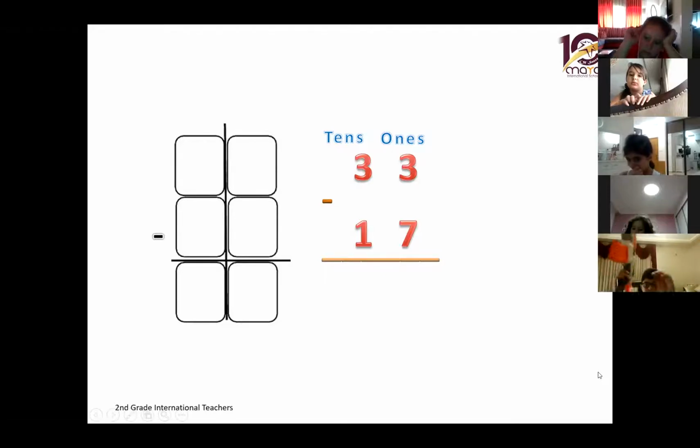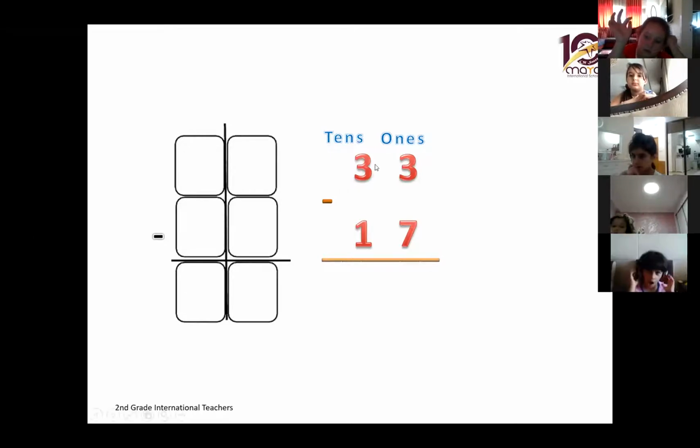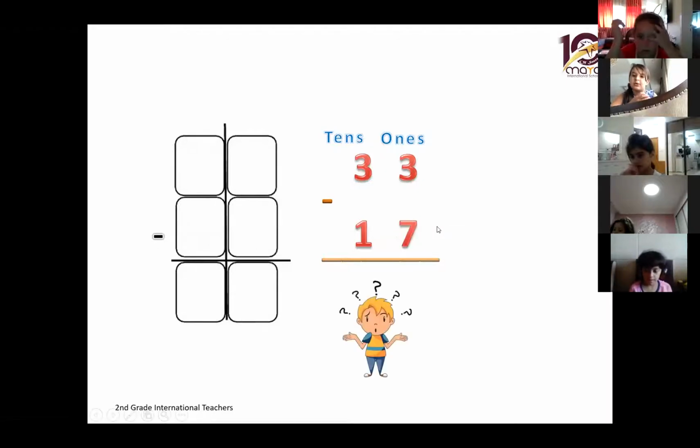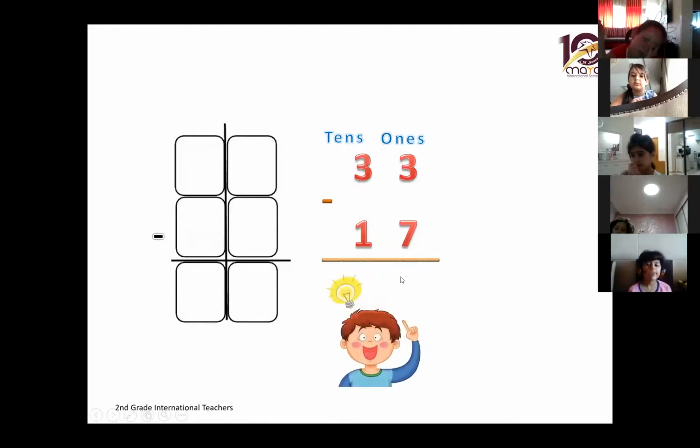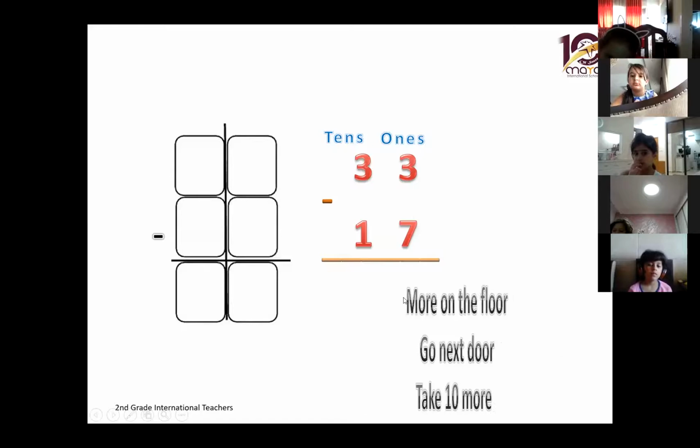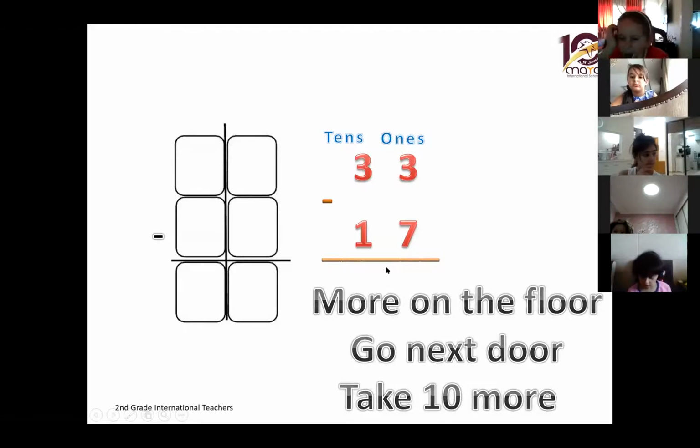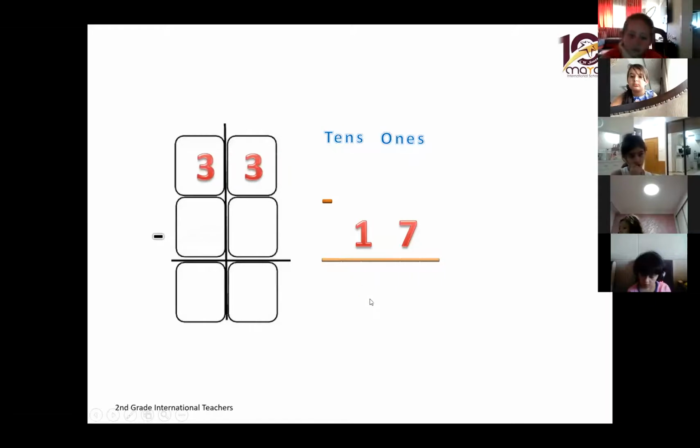We have ones and tens. The first thing we do when we subtract, we check if the number on top is bigger. So is it bigger or smaller here? Smaller. It is smaller, so more on the floor, go next door, take 10 more. Let's move our numbers to the boxes so that we can work this out. Let's see how this works.